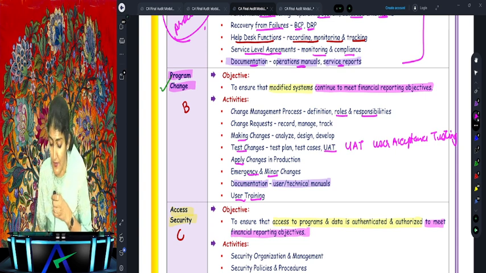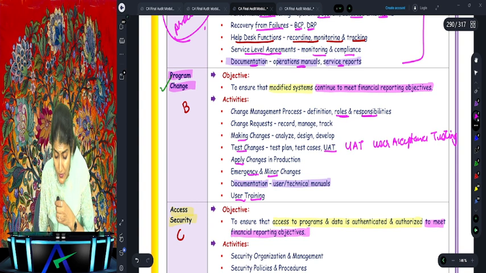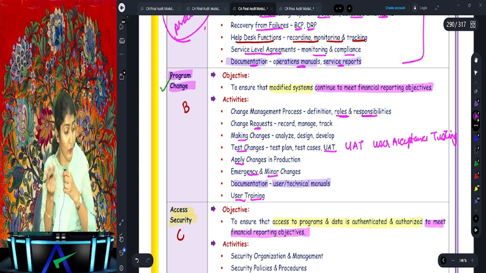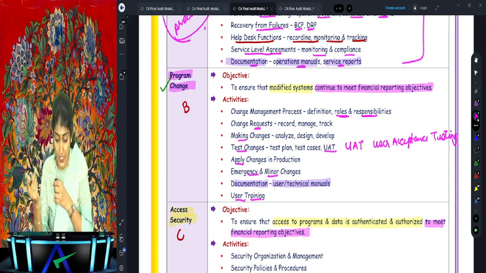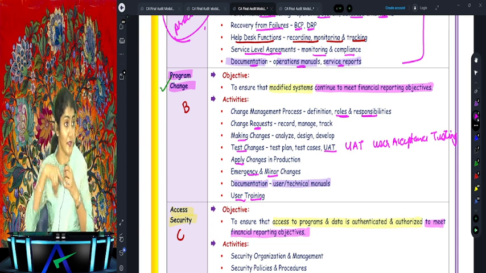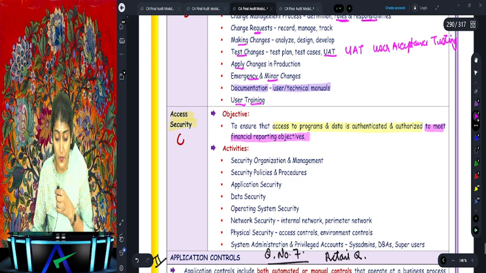Okay, who is allowed to make the change? From then how change request is received from whom? Then once the request is received, who can make the change? Then who tests the change? Then apply the change? Then emergency minor change? Then the documentation? and the user training. Right.